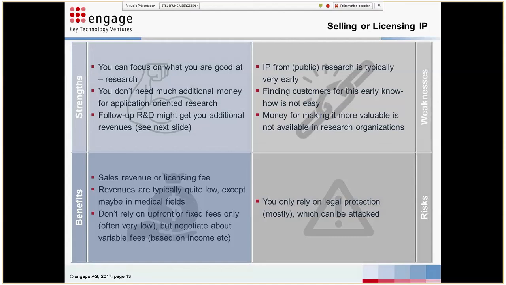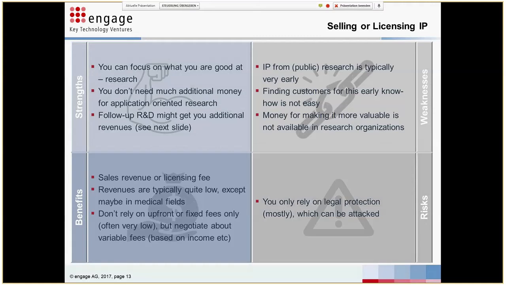So your benefits, your revenues, are typically a sales revenue or a licensing fee, but revenues are typically rather low, with the exception of medical fields, but there the risks are way larger, and this is a very special field. And as a recommendation, of course, people try to offer you, and research organizations also want to have, upfront fees, a fixed fee for which to license or sell a patent, for example. This tends to be very low. And typically, this covers the costs you had on the IP, and maybe a little more, not much more.